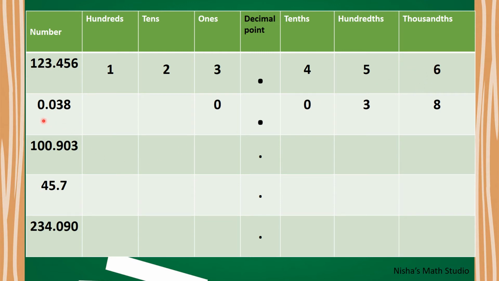If you take another example, 0.038, you have 0 in the ones place. Again in the tenths place nothing is there, so it is 0. 3 in the hundredths place and 8 in the thousandths place. Rest of this you can try on your own.